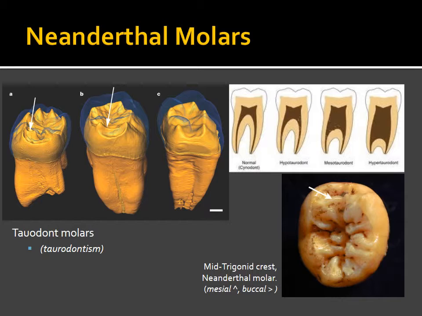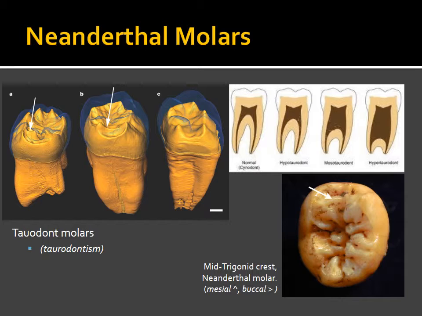And if you look in different stages toward the right, you have hypertaurodont. And so occasionally humans have this condition, especially when it comes to wisdom teeth. The wisdom teeth are kind of crowded in there and the roots fuse. As far as the other molars in your mouth, most of them have very distinct roots and they're very separate. Now with Neanderthals, they were all taurodont style.